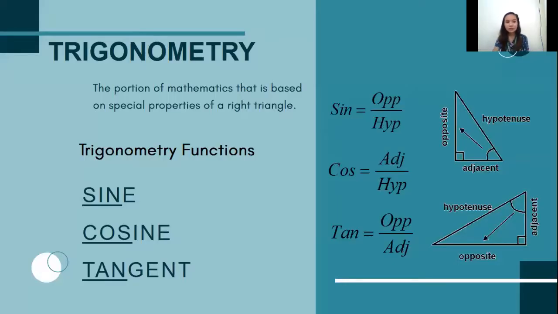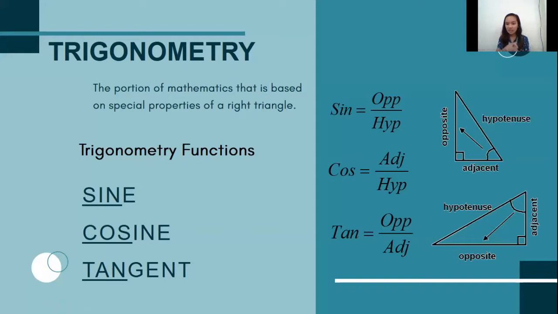Okay, so for the trigonometry, the portion of mathematics that is based on special properties of a right triangle. In this case, we have the trigonometric functions, the sine, cosine, and tangent. So you can find this in your calculator. This one, the underlined one, is the key on the calculator.